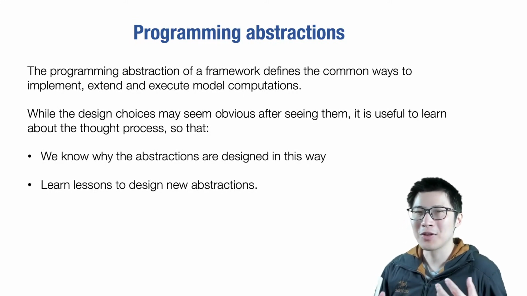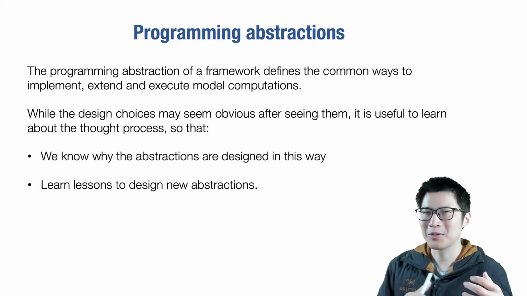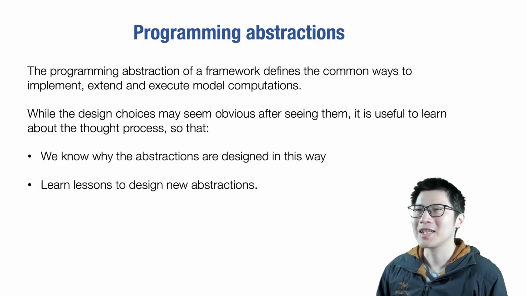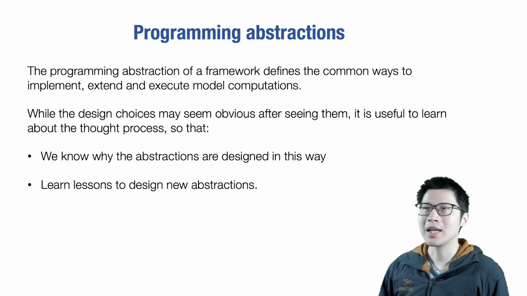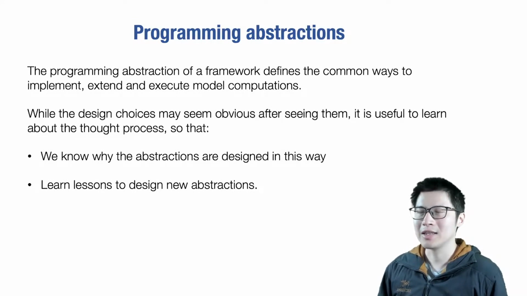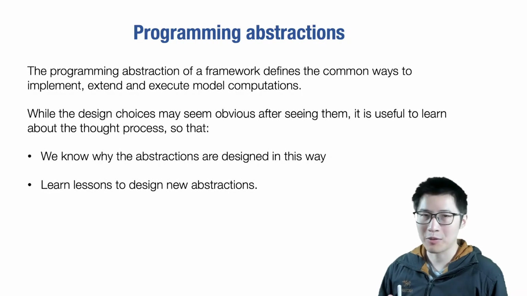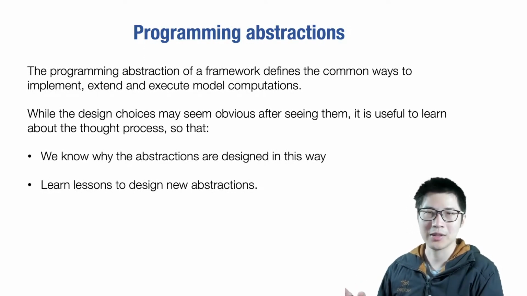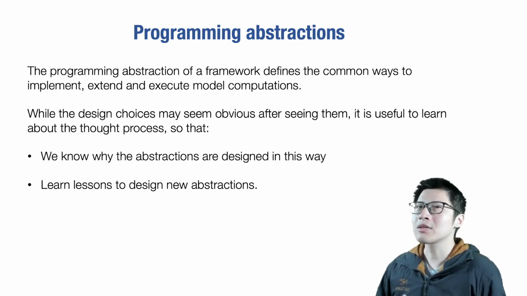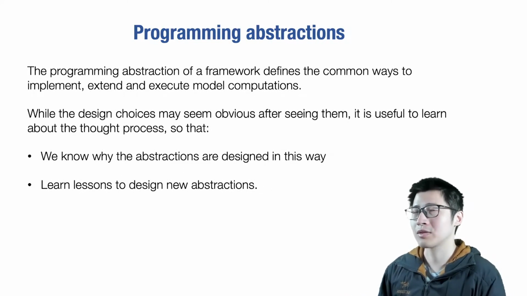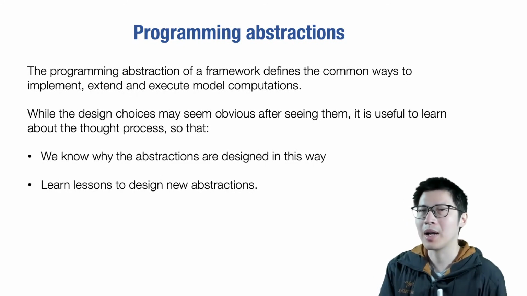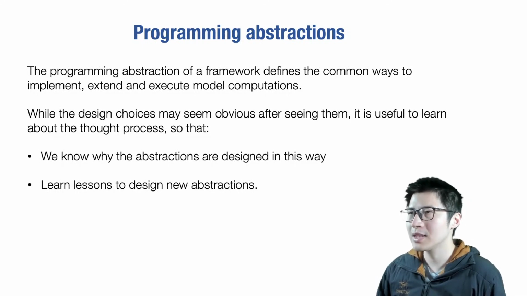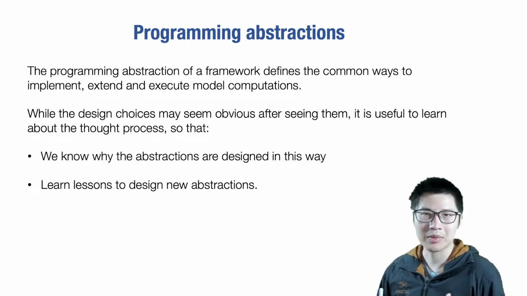But let's try to rewind time and travel back to when those deep learning libraries were not yet available, and you can find that some of the choices may not be as obvious. It's very interesting to see how the deep learning framework abstraction evolves over time. It's also important to recap and learn through this thought process on how we eventually arrive at the interfaces we have today, because that helps us to know why the abstraction is designed this way.